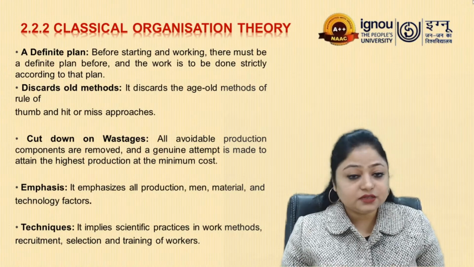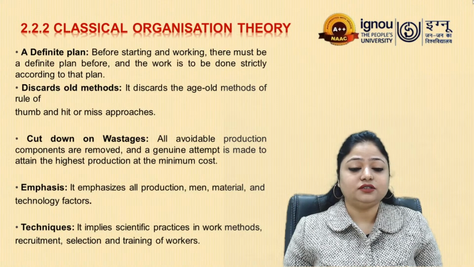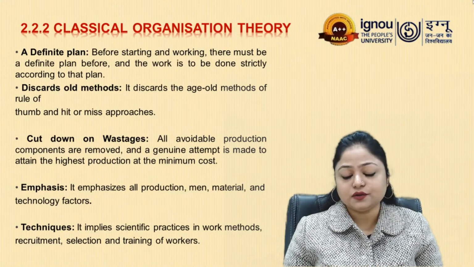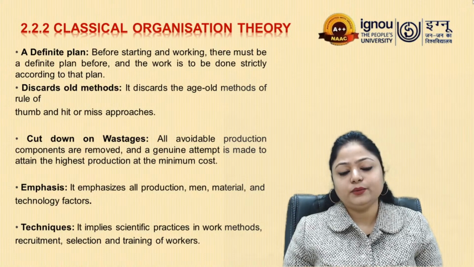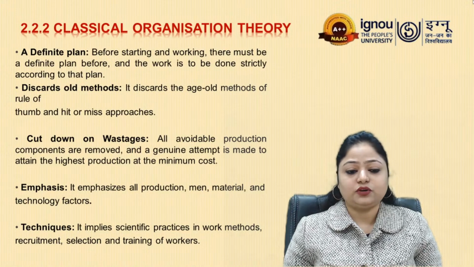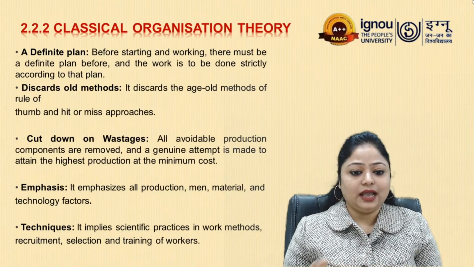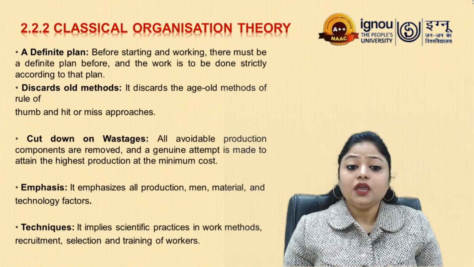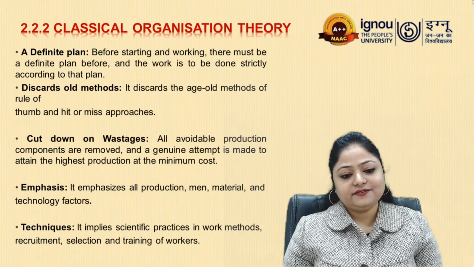Cutting down on wastage was another objective of this classical organizational theory, which is scientific management, as we are discussing right now. So, all avoidable production components are removed, and a genuine attempt is made to attain the highest production at the minimum cost. So, reduction of wastage, whether it is raw material, time, or human effort, was the basic goal of this entire scientific management theory.